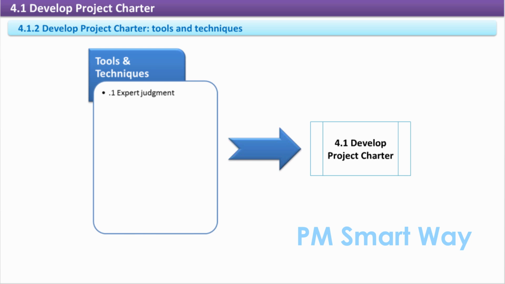Develop project charter. Tools and techniques. Expert judgment. Expert judgment is based upon the experience and knowledge of subject matter experts. It's used to assess and evaluate the inputs and the information they contain.